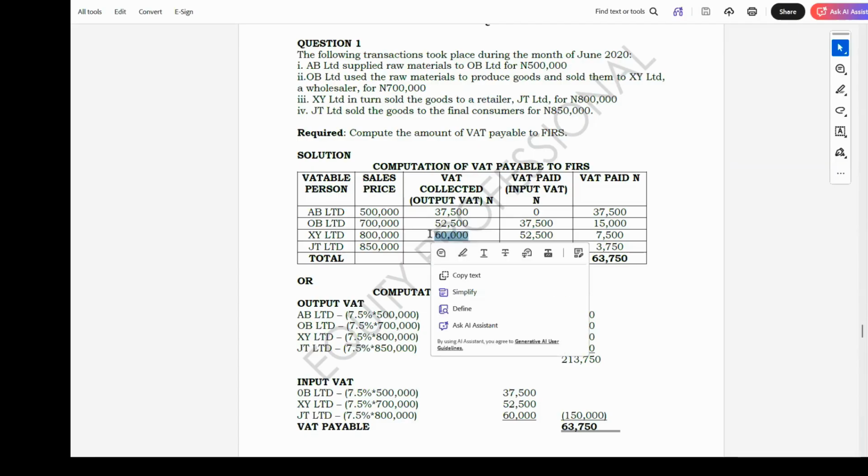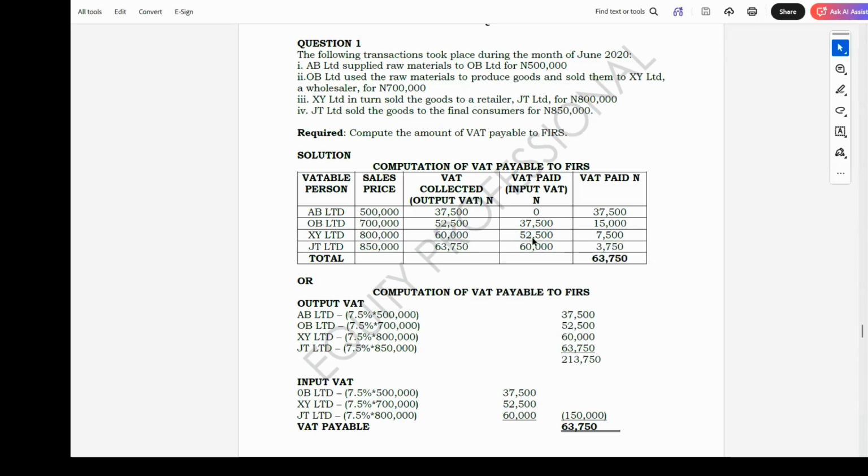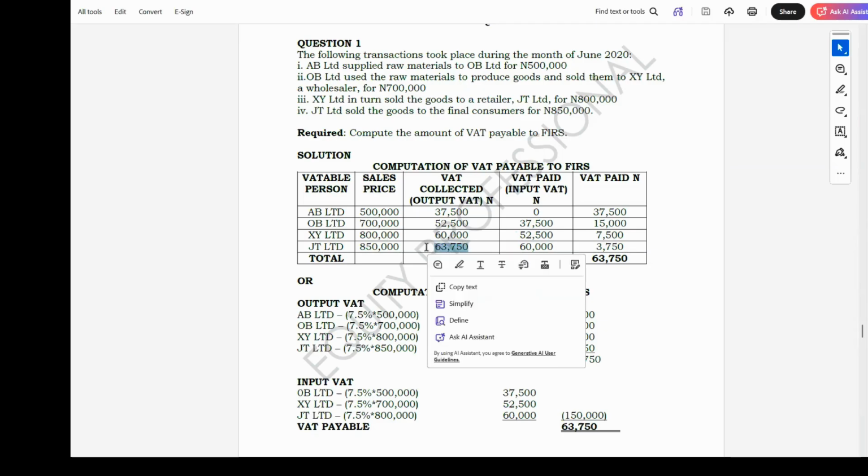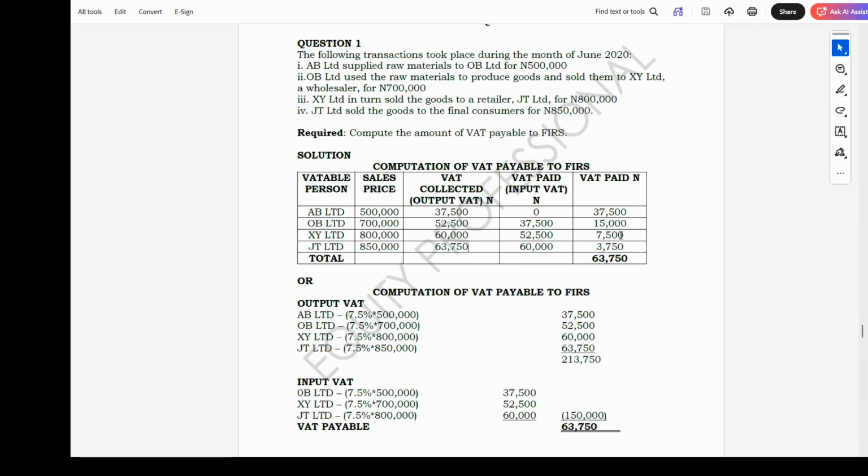After collecting the VAT, it's also going to suffer VAT of 52,500. The difference will now be 60,000 minus 52,500. That will give us 7,500. This same Jet Limited is going to collect VAT of 63,750 from the customer, and it will suffer 60,000. The difference between 63,750 minus 60,000 will give us 3,750. So when you add up all this VAT paid, the addition of everything will give us 63,750, which will give us the same answer.